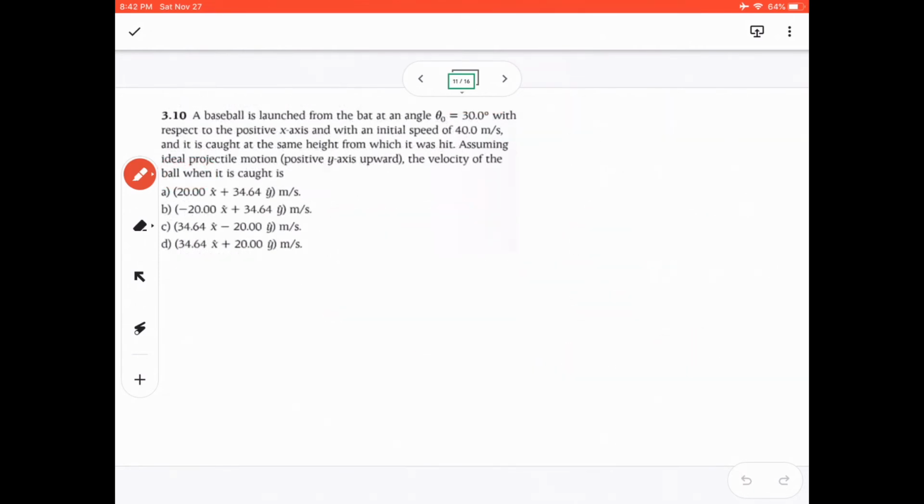Question 10. A baseball is launched from the bat at an angle of 30 degrees with respect to the positive x-axis and with an initial speed of 40 meters per second, and it's caught at the same height from which it was hit. Maybe you will have a problem understanding that. It just means that you start this projectile at this height, and then it will go through its trajectory, and then it will still be at the same height at the end of the projectile motion.